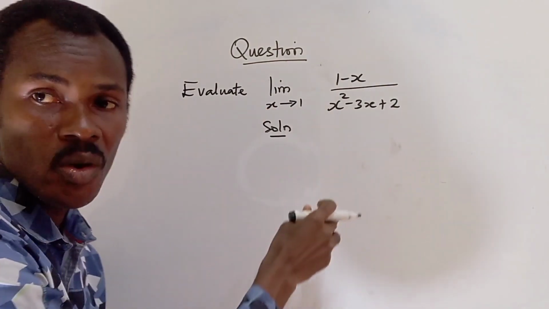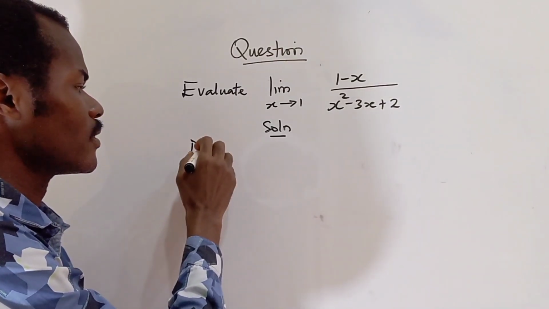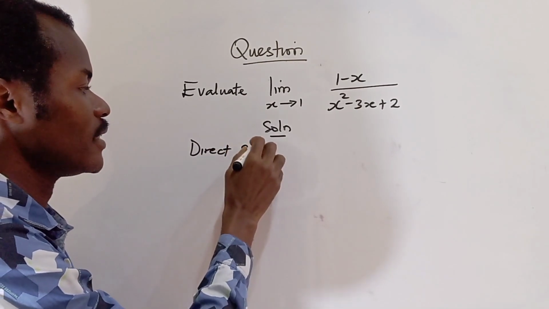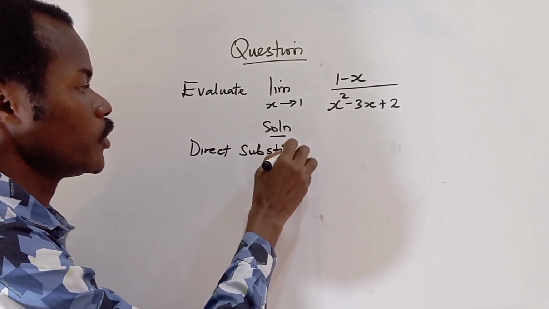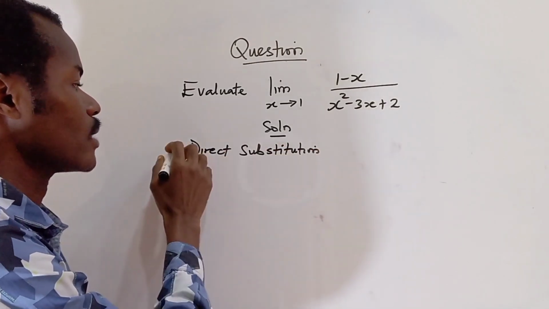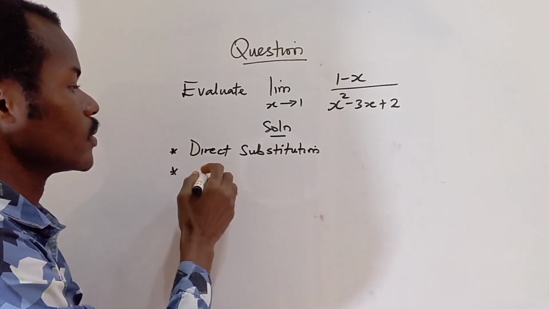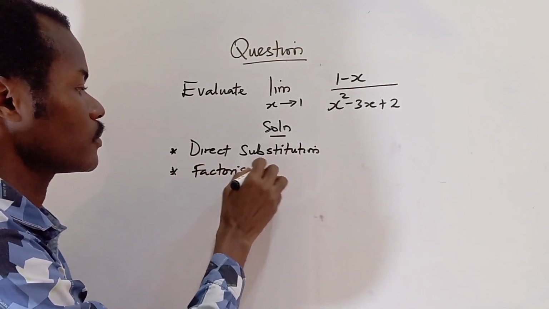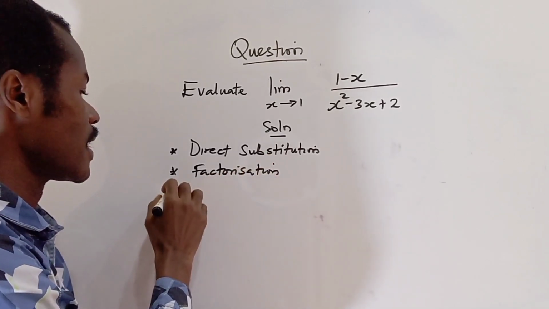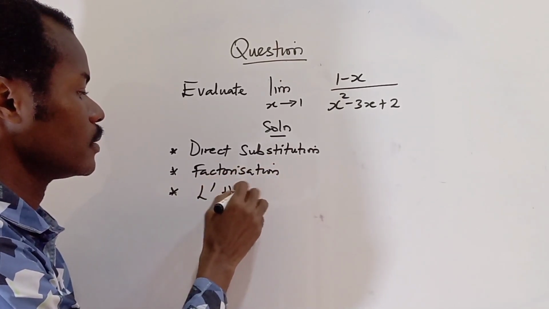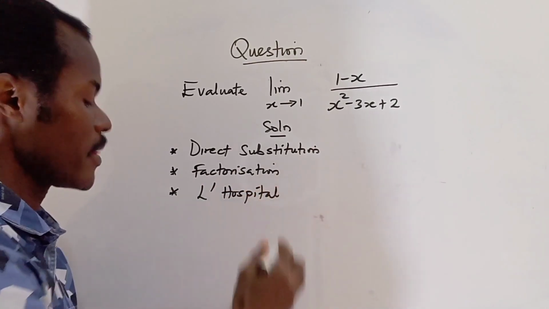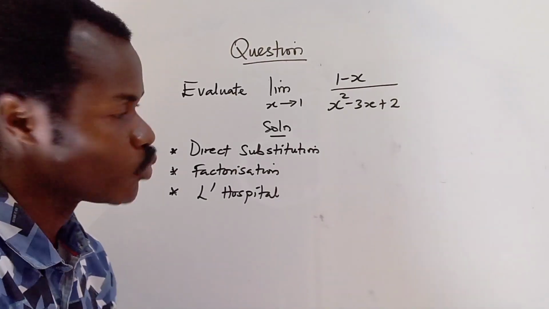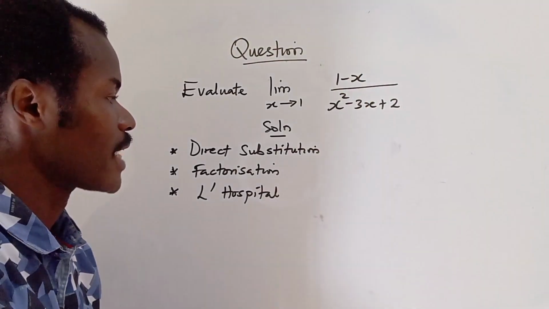Now, these are limits. There are three methods we can use to solve limits. We have the direct substitution method, that's one method. We also have the factorization method, and we also have the L'Hospital method. So these are the three basic methods we can use to solve problems like this.